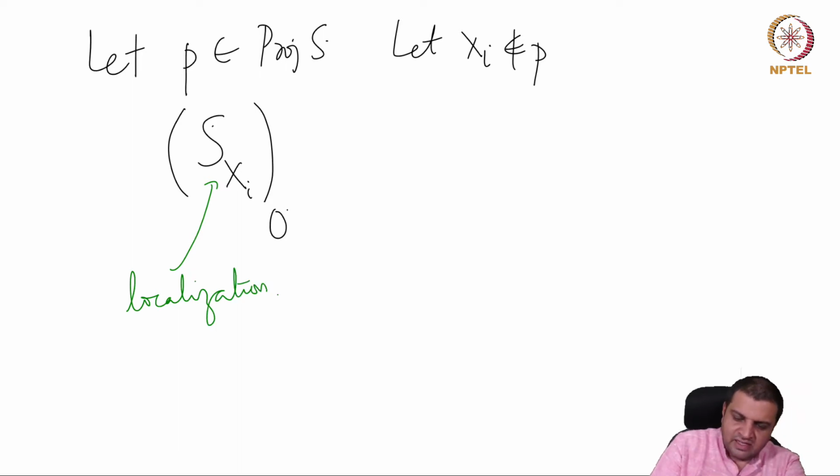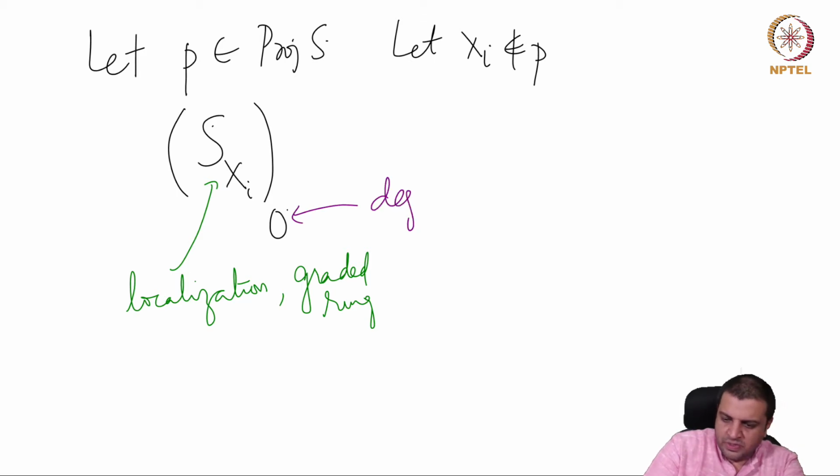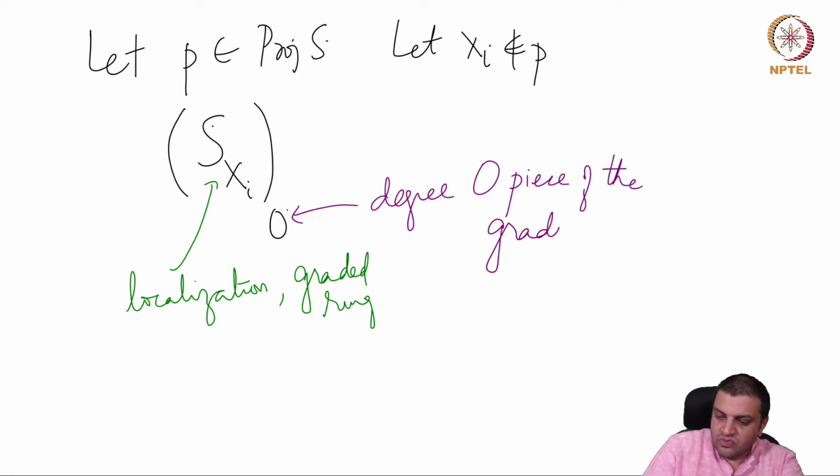Just inverting xi, it is a graded ring. Okay, and this whole thing is just taking the degree 0 piece of that graded ring. So this is the degree 0 piece of the graded ring S_xi. Okay. So now take this one.